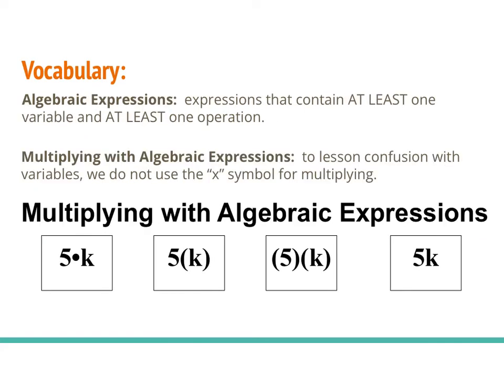Here's some more vocabulary. We have algebraic expressions, and they contain at least one variable and at least one operation. I want to talk about multiplying with algebraic expressions. We are no longer going to be using the X symbol. Instead, symbols that you can use are the dot, parentheses, or just no operation. When you put the number next to the variable, this still means 5K. So all of these four mean 5 times K.